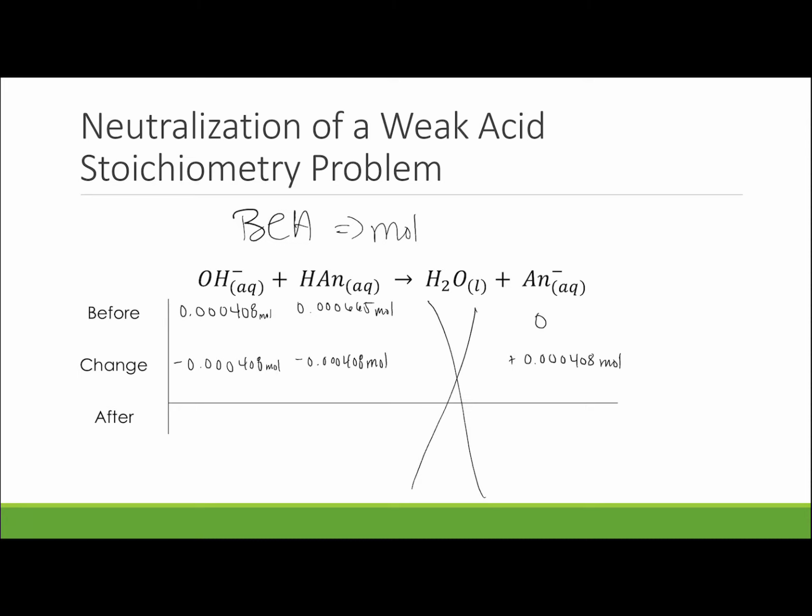And when we subtract this all out, we get 0 here, 0.000257 moles here, and 0.000408 moles here. Note that if you have done this correctly, you will not have a negative value anywhere, so you know that you have done it correctly. If you do a BCA table and you get a negative value, you've chosen the wrong limiting reagent. You need to choose the other one.